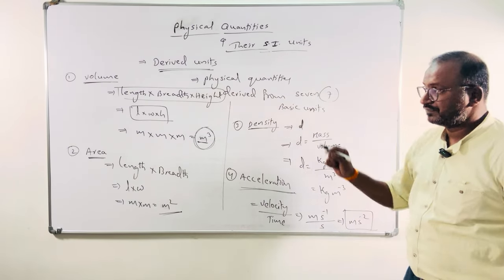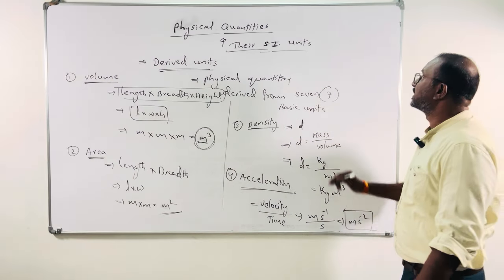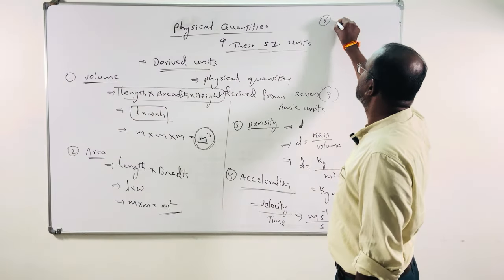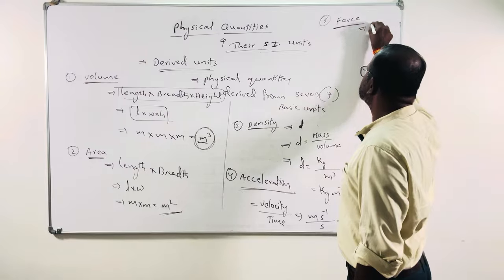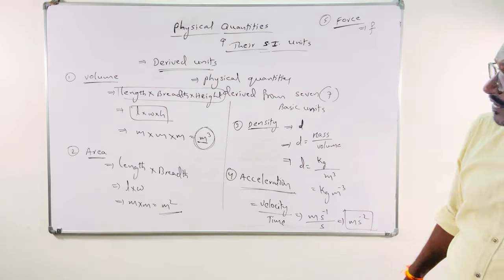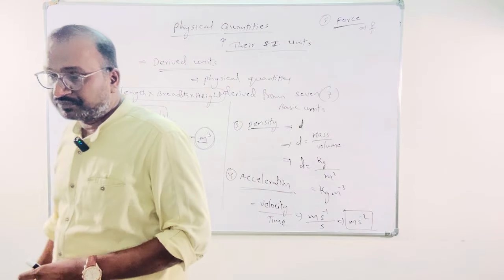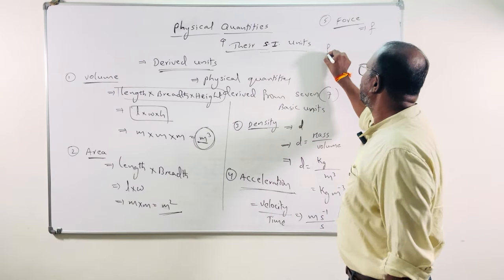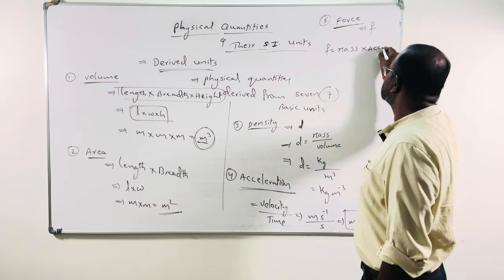First derived unit is volume, second is area, third is density, fourth is acceleration, then the fifth one is force. Force is also a derived unit. The symbol for this is F, capital F or small f, depending on the requirement. It will be derived from two units: mass into acceleration. Force equals mass into acceleration.